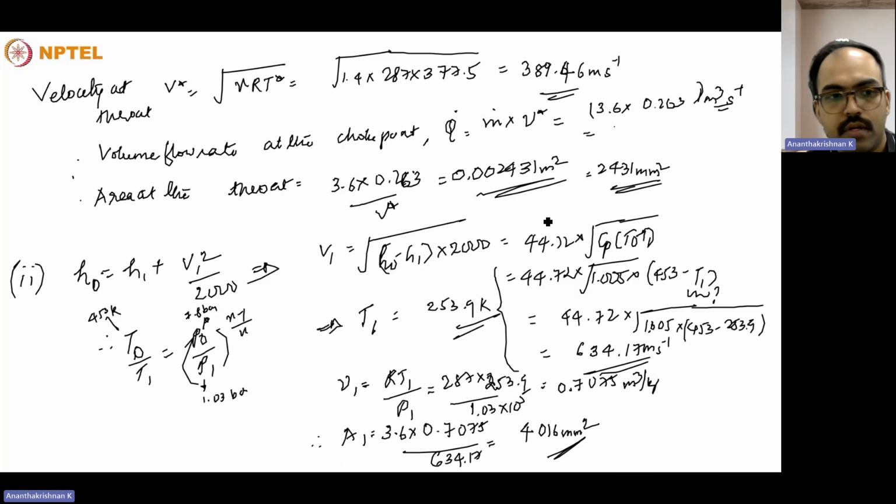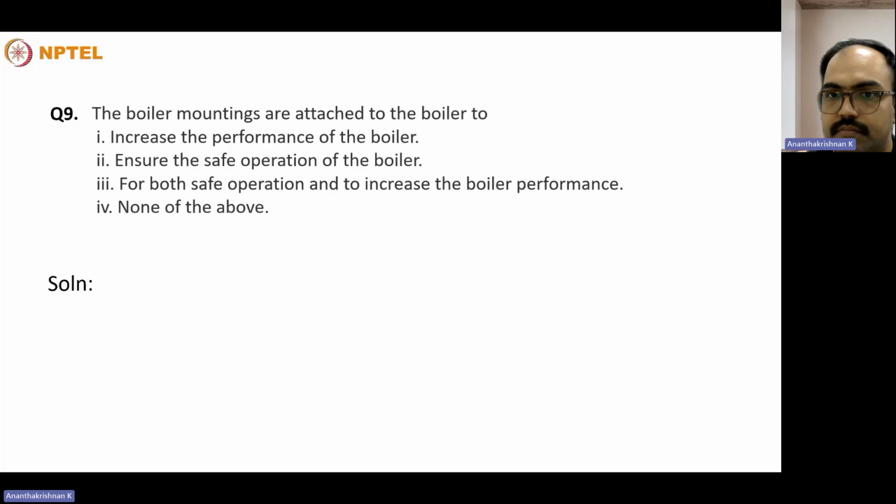That solves the problem. Now we can move to another set of multiple choice questions. It's a straightforward one. So this is regarding the boiler mountings that are attached to the boiler.